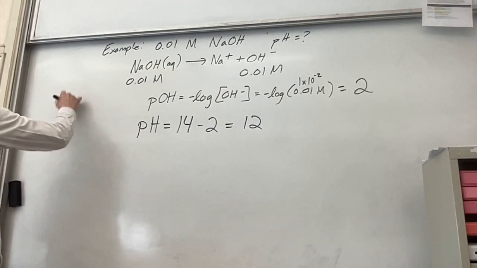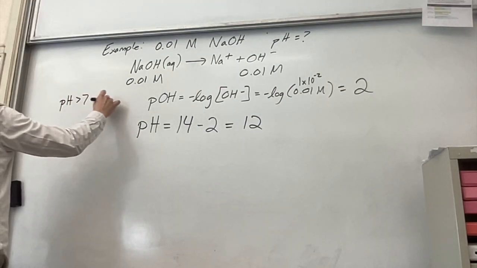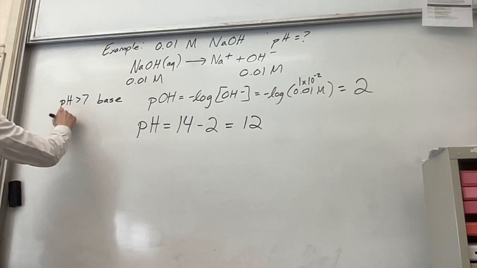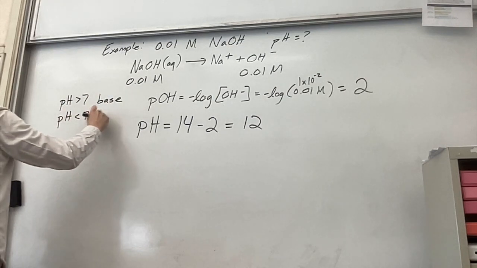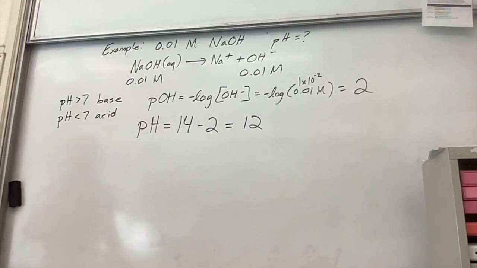Maybe I'll put a side note here. pH greater than 7 means you have a base in excess. pH less than 7 means you have an acid in excess. Again, at 25 degrees C. So in general, higher pH is more basic. Cool.